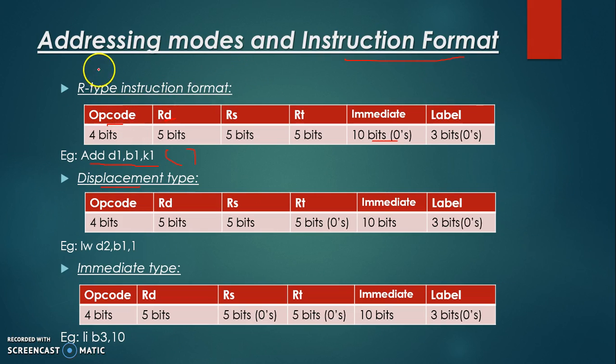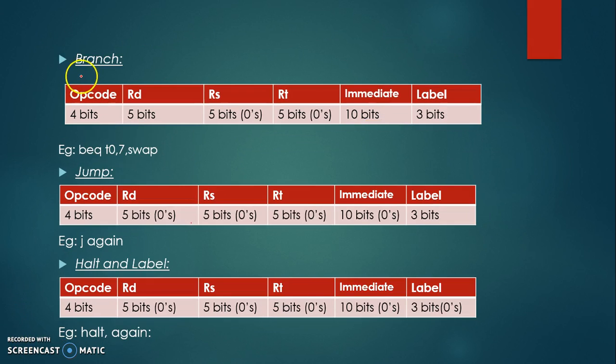Since I am following MIPS architecture, I have three types of instruction formats, R, I and J. The instruction format of my processor is shown below. I am using 4 bits for opcode, 5 bits for each register operand, 10 bits for the immediate value and 3 bits for label. Consider the example add D1, B1 and K1. The 4-bit opcode is stored here and the register operands are stored over here. Since it does not have an immediate value or label, we append it with zeros. Below are the instruction formats for branch, jump, halt and label. The halt and label only have a 4 bit opcode followed by all zeros.